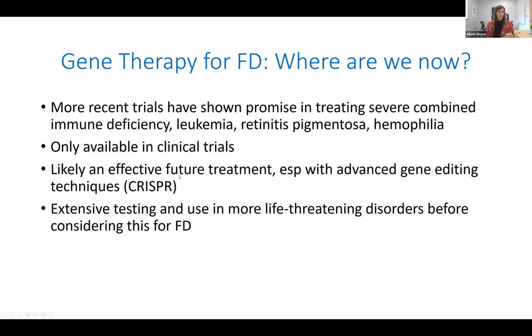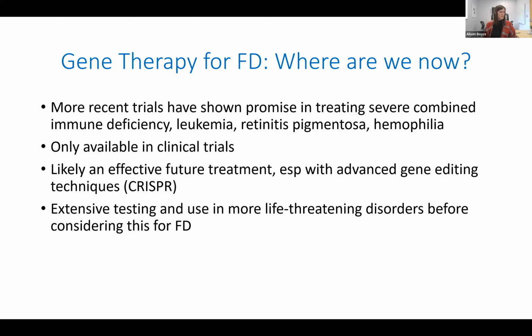However, I do not think all hope is lost. There has been a lot more interest, and recently more trials have been conducted, and they have been done better and more safely. And some of these trials have shown real promise in treating a number of different conditions, including severe combined immune deficiency. This is something that used to be known as bubble boy syndrome, where you essentially have no immune system. So it can really be a life-saving treatment strategy. It's been used in leukemia. It's been used in a genetic form of blindness and in hemophilia.